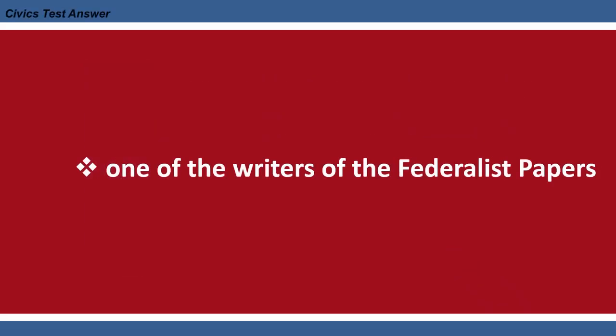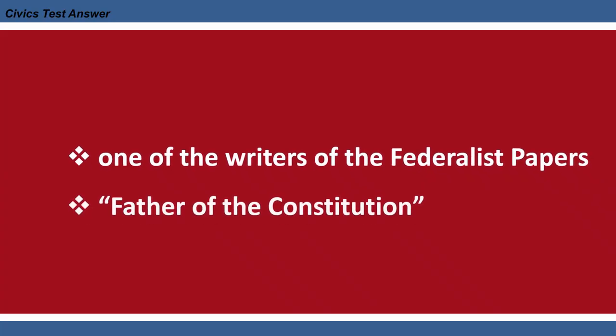One of the writers of the Federalist Papers. Madison, like Hamilton and Jay, was a firm Federalist who believed the U.S. needed a strong central government. He supported the passage of the U.S. Constitution by writing many of the Federalist Papers. Madison also made many contributions to the Constitution itself, not least drafting the Bill of Rights. For this reason, he's sometimes called the Father of the Constitution.